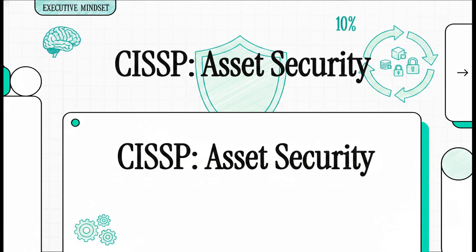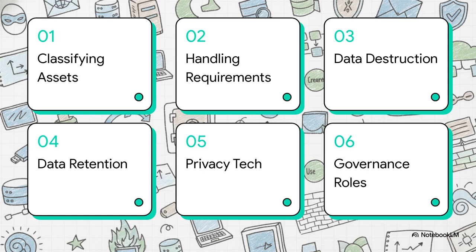Data isn't just bits on a hard drive, right? It's the literal lifeblood of an organization. Managing it properly is a massive legal and financial responsibility. So let's dive right in. Okay, we're going to break this down across 6 core modules: classifying assets, handling requirements, data destruction, data retention, privacy tech, and finally, governance roles.